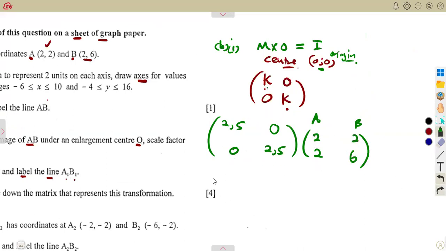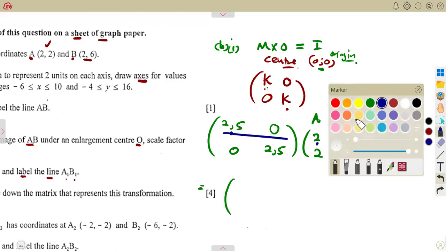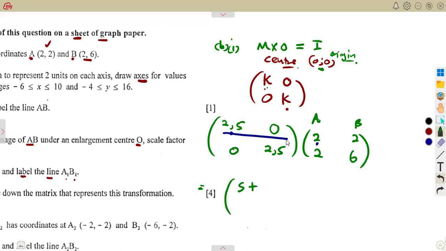And as you consider your matrix multiplication, row by column concept, the 2.5 is going to multiply the 2. The 0 is going to multiply the 2. We are considering this row. So 2.5 times 2 is 5, plus 0 times 2, which is 0. Same 2.5, we are still on this row. At this time, consider this column. So it's 2.5 times 2 again, which is 5, plus 0 times 6.